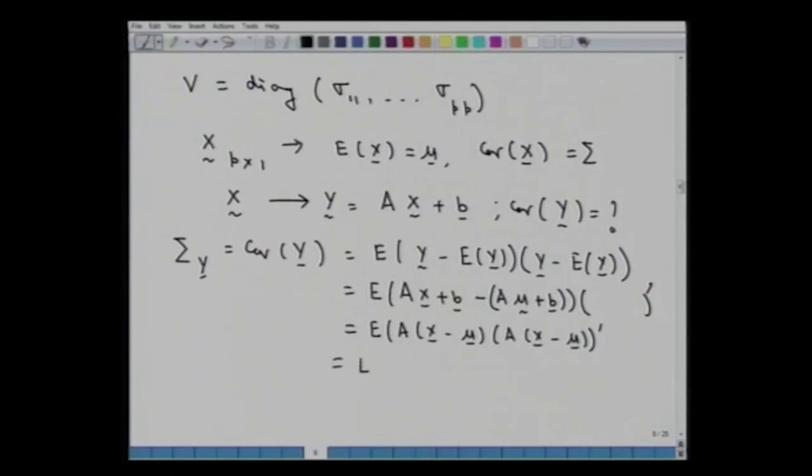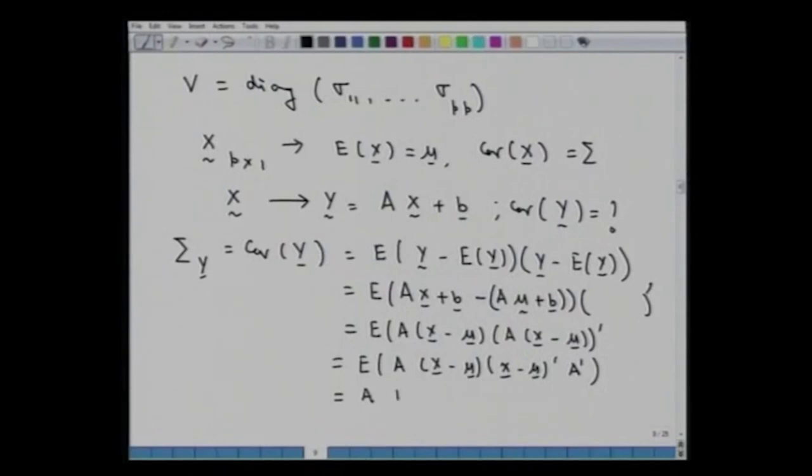This would now be given by the expectation of A times (x minus mu) transpose, and then we have A transpose. The (x minus mu) here is the stochastic component, while the A matrix and the A transpose matrix are matrices of constants, and hence we can take the expectation operator inside. We will have A times the expectation of (x minus mu)(x minus mu) transpose times A transpose, and this expectation of (x minus mu)(x minus mu) transpose is nothing but the covariance matrix of x, given earlier by the sigma matrix. So this is the covariance matrix of the newly defined random vector y.